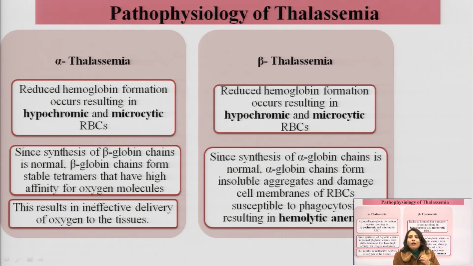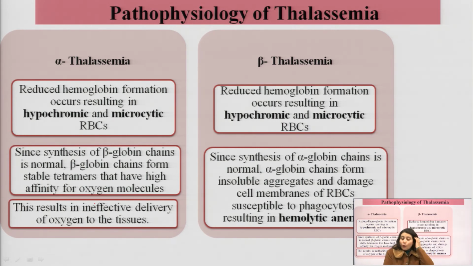So when the blood reaches any cell or tissue and this hemoglobin needs to supply oxygen to the cells or the tissue, it results in ineffective delivery of oxygen to the tissues, because oxygen is very tightly bound to the beta globin chains. This is alpha thalassemia.